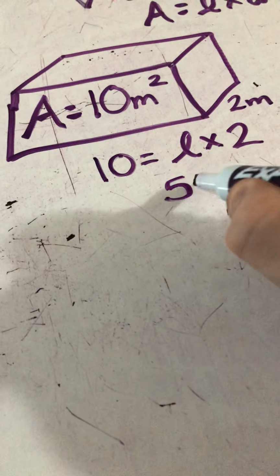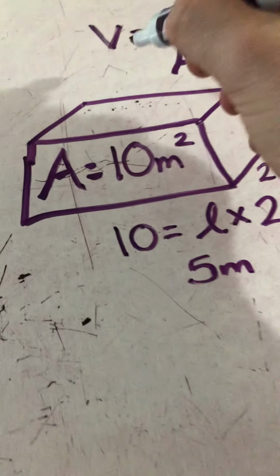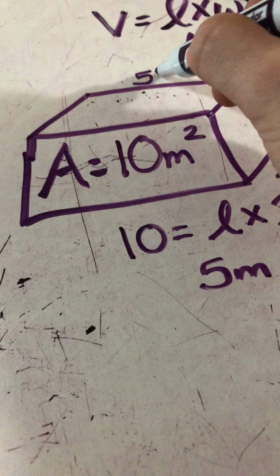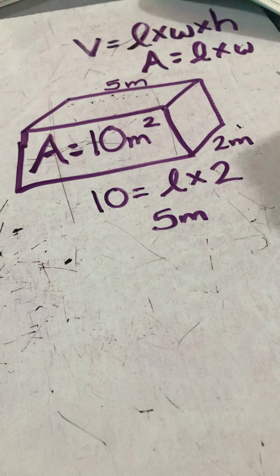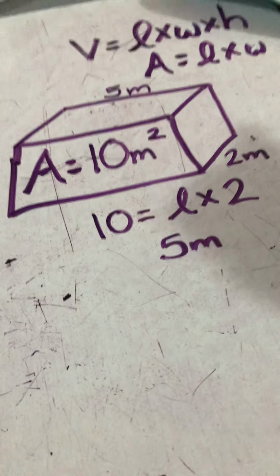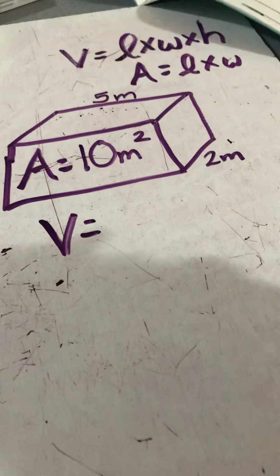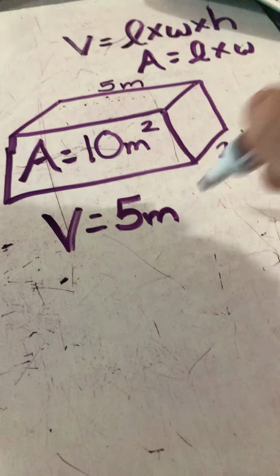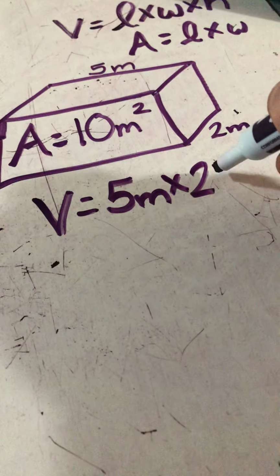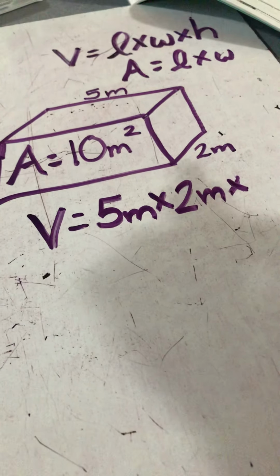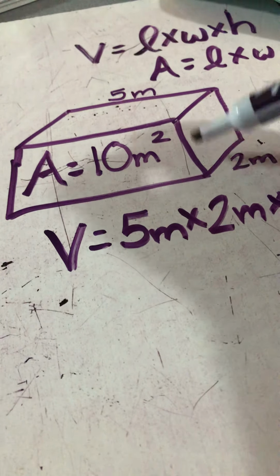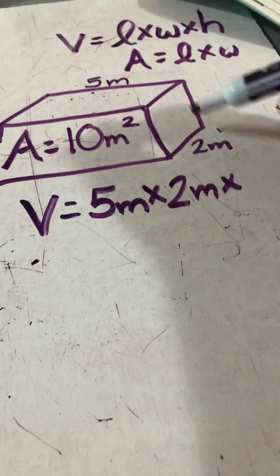That is 5. All right, so the width is now going, or sorry, the length is now going to be 5 meters. Now you can actually calculate the volume. Here's how. Okay, so you have, let's write in, volume equals 5 meters length times width 2 meters. Now we've got to figure out what is our height.